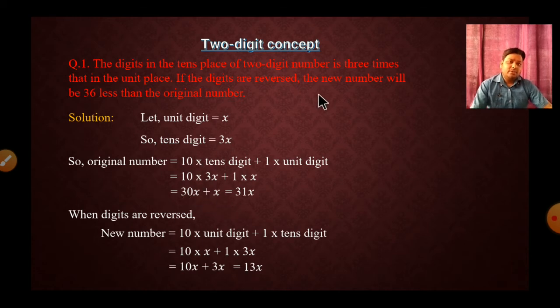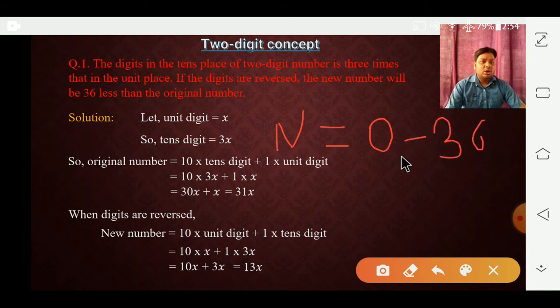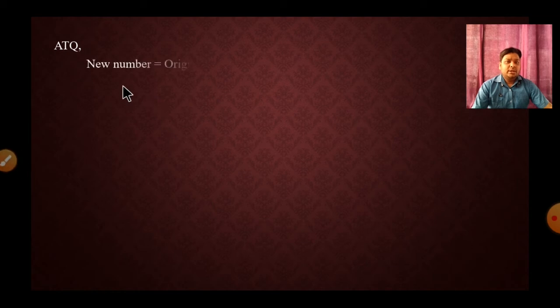Now after that, here you can see the question says that the new number will be 36 less than the original number. It means if we take n as the new number, then the new number will be 36 less than the original number. It means if we subtract 36 from the original number, then we will get the new number. Okay. So we can write it like, according to the question, new number is equal to original number minus 36. Now we will put the value. New number 13x, original number 31x, and minus 36.